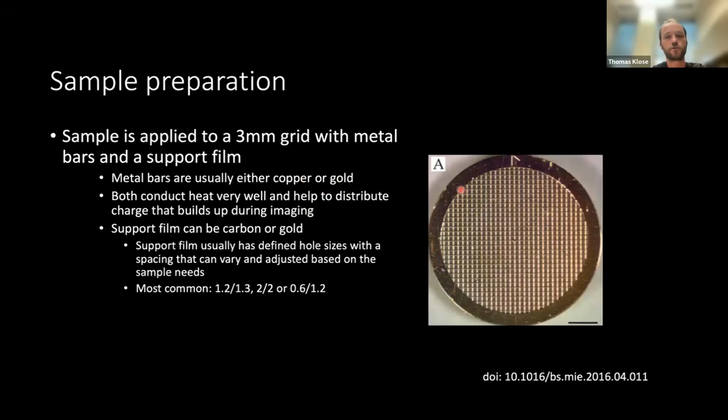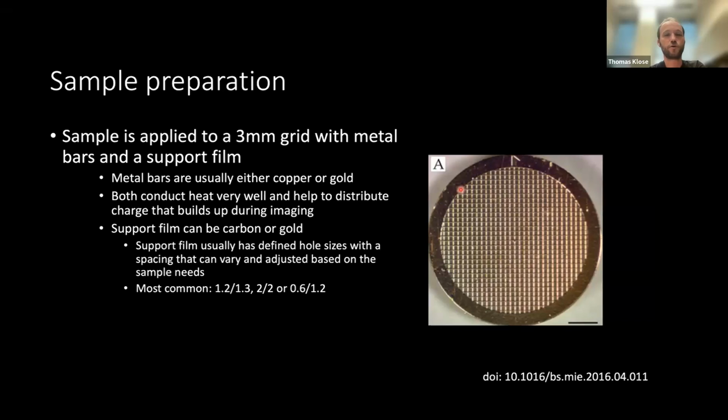It also helps to distribute charge that eventually builds up during imaging. We are going to bombard our sample with electrons, and these electrons can create charge, and if there's charge in the sample that cannot go anywhere, then the image gets distorted because, again, that creates magnetic fields.